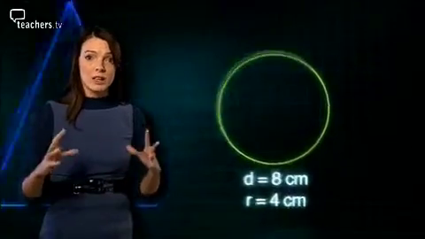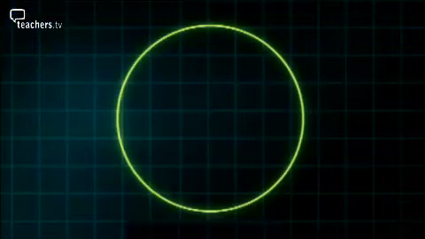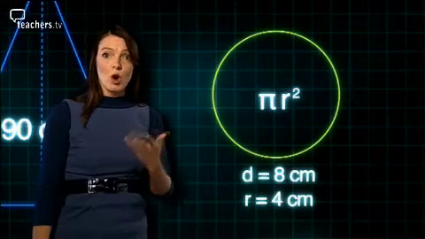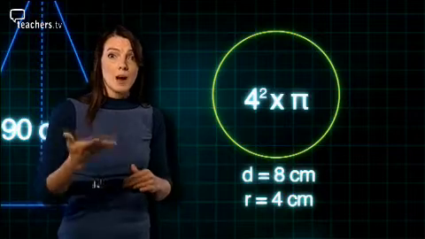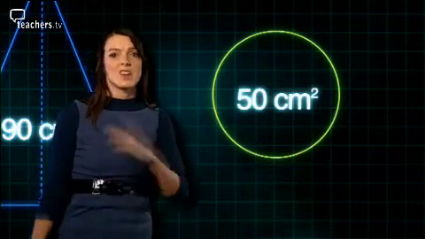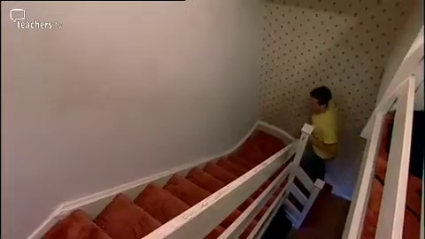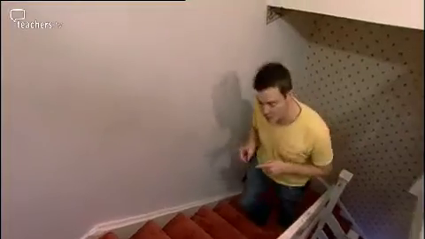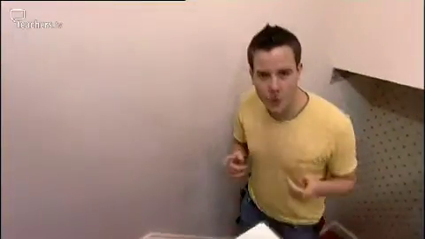Now the area of a circle is found with the formula pi r squared, where r is the radius. So we need to do 4 squared, 16, times pi, which gives us 50 square centimetres, approximately. So the square cookie is 100 centimetres squared, and the rectangle one's 96, so the square one's bigger.